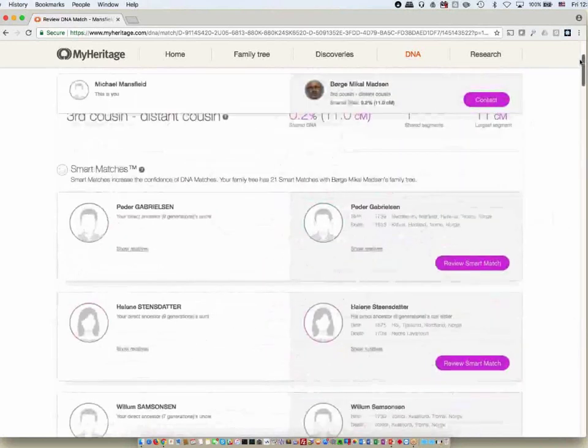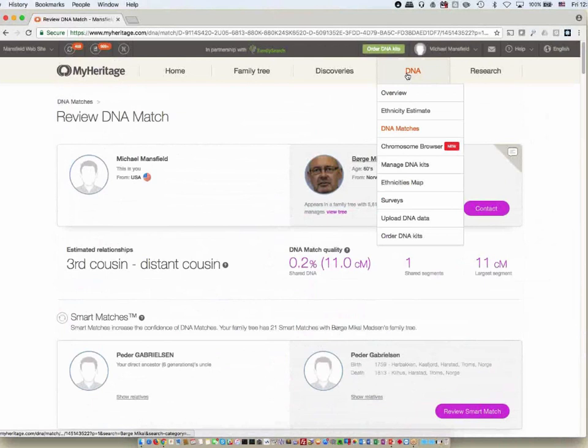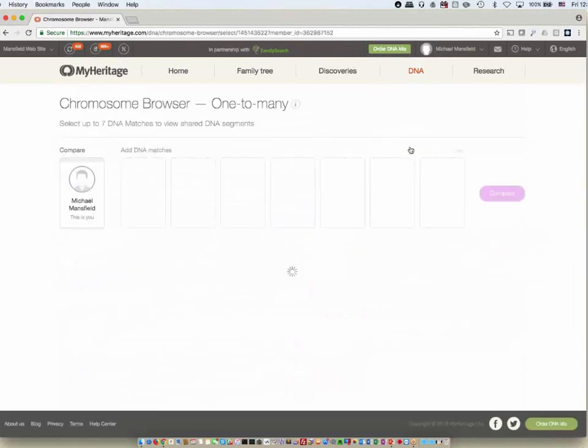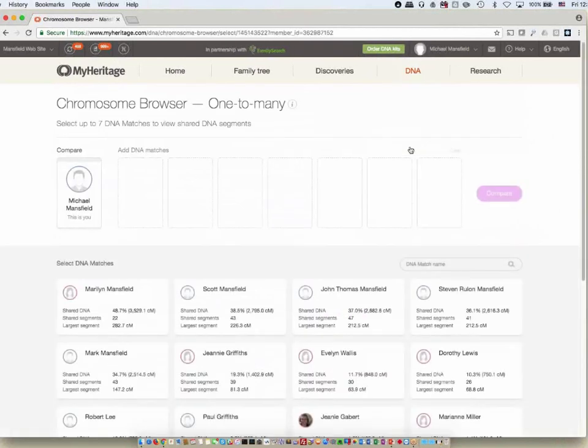Another thing I can do is come back up to the top to the DNA menu, and I'm going to show you what we can do with the chromosome browser with this exact same case. This chromosome browser, we released just less than a month ago now at RootsTech. This is our one-to-many chromosome browser, and it has been an amazing tool that I hope you get as excited about as I think Jeff and I are.